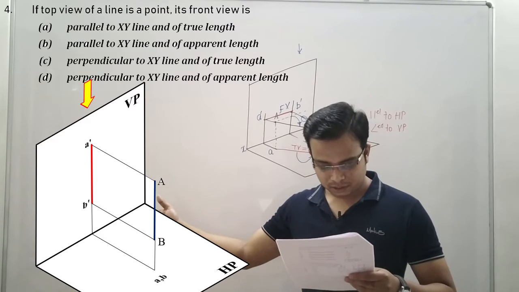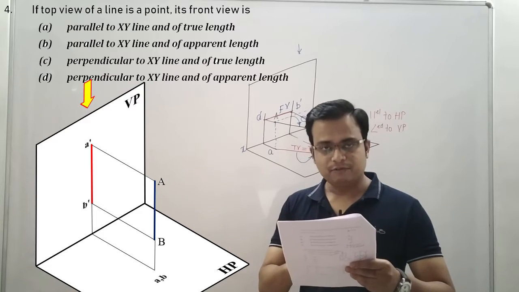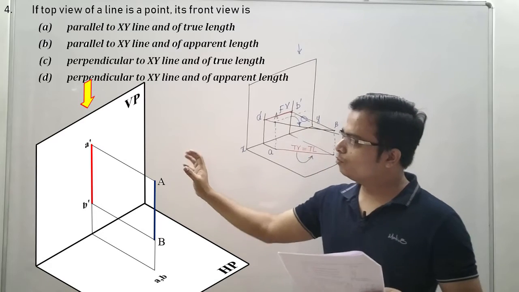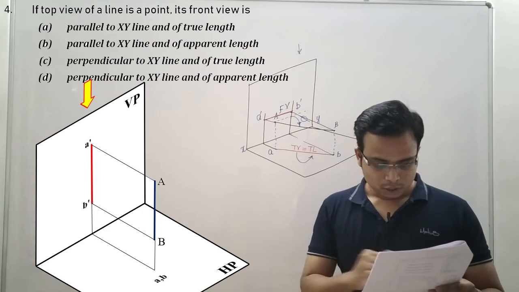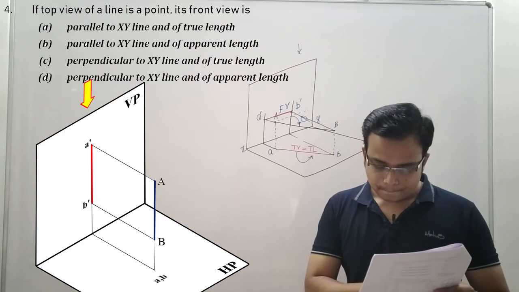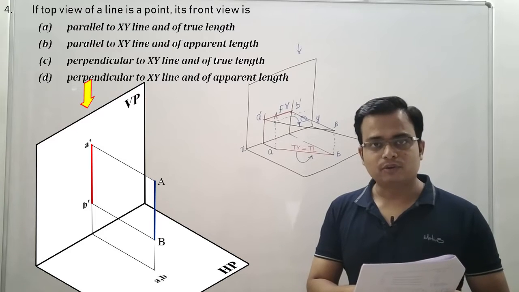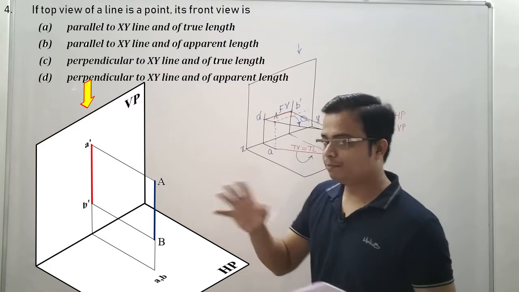So what are the options? It is perpendicular to HP, so how would the front view look? The front view will rather show the true length, and it will also be perpendicular to the XY line. So the correct option is option C, perpendicular to XY line and of true length. Beautiful, isn't it? Let me explain that once again.